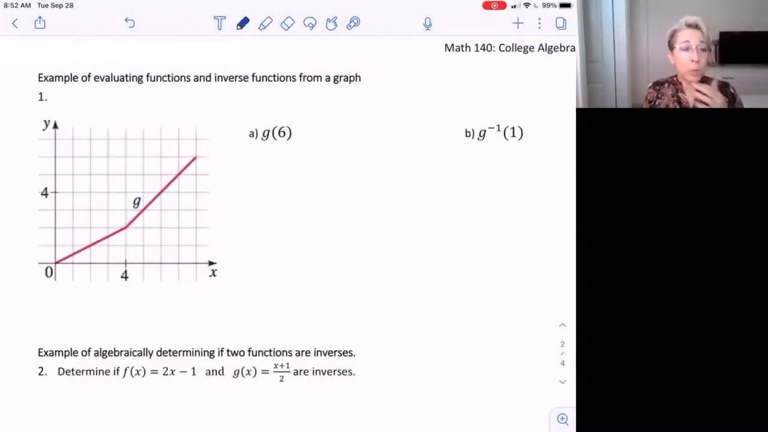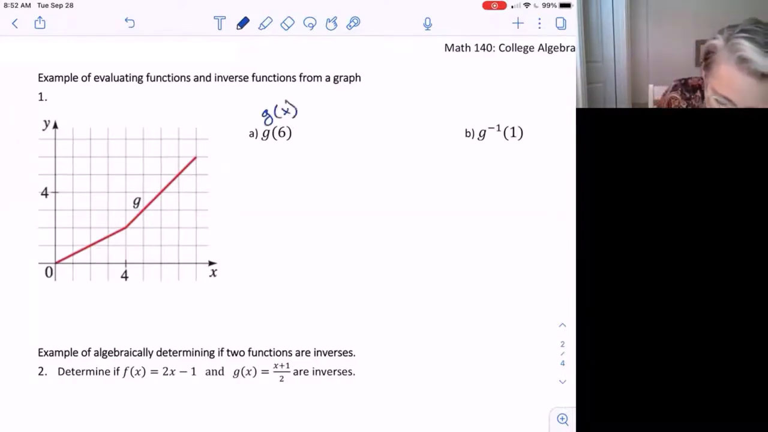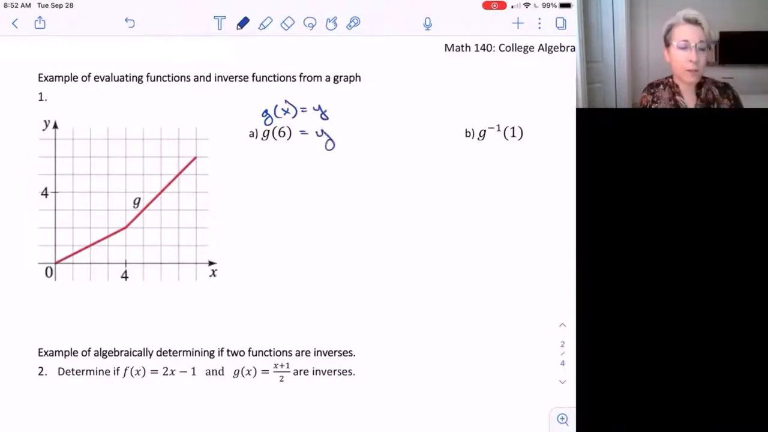So our first example, we're going to be evaluating functions and inverse functions by looking at a graph. So in part A, it asks us to find g of 6. Well, notice the graph that's being given there is the g function. So they are giving us the x value, which means they're wanting us to find the y value.